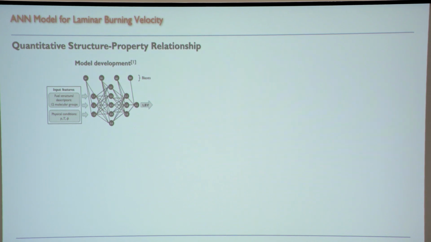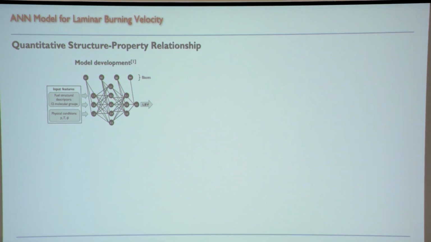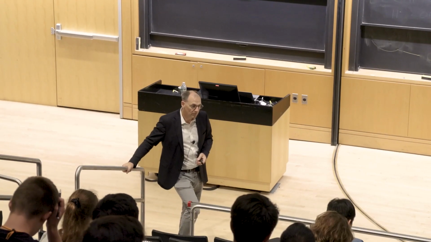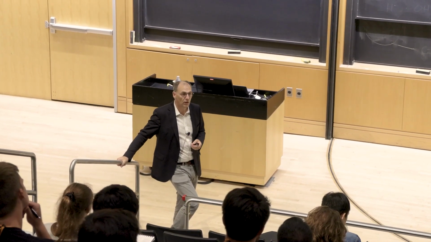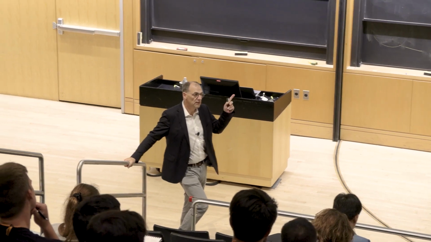Here is another one that's really interesting. It's a study we did some time ago that supports us in designing new fuels. I mentioned earlier burning velocity is really good for efficiency. High burning velocity is good for efficiency in internal combustion engines. So we want to design fuels that have particularly high burning velocity. But how do we know how the fuel should look for high burning velocity? So we developed an ANN-based model that predicts the burning velocity based on the fuel structure.